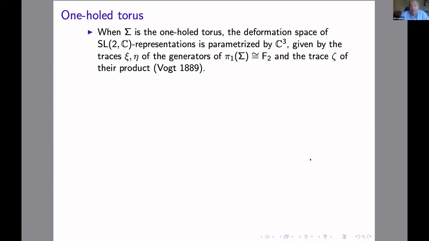There's a very nice answer which goes back at least to 1889 in a paper of Vogt, which says that the character variety, the space of equivalence classes of representations of the fundamental group, is given by an affine 3-space. Its coordinates are very simple to write down: the traces of the 2 generators and the trace of the product.